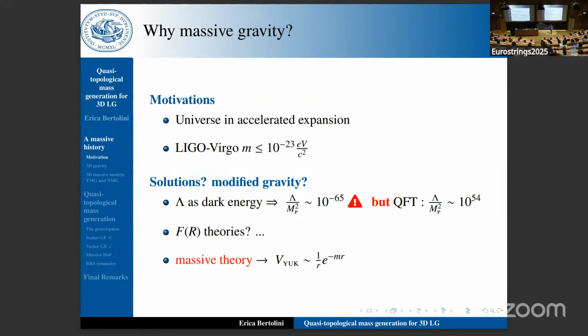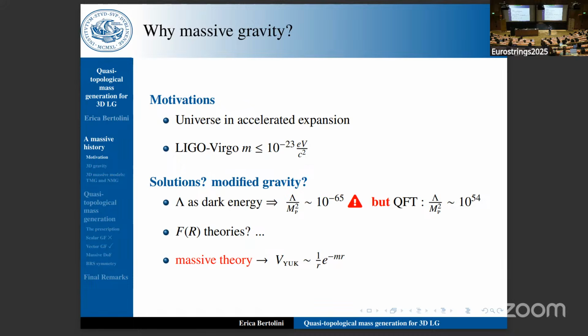But lately, people have been interested even more in massive gravity theories, because from developments in the observation of gravitational waves from LIGO and Virgo, for instance, a non-zero upper bound on the mass of the graviton has been defined.